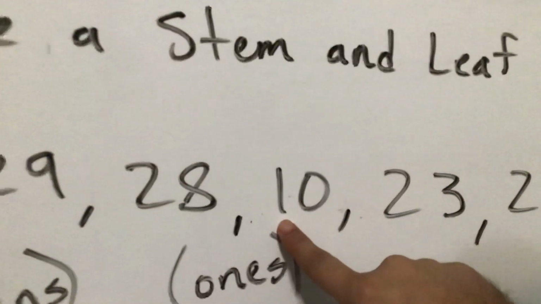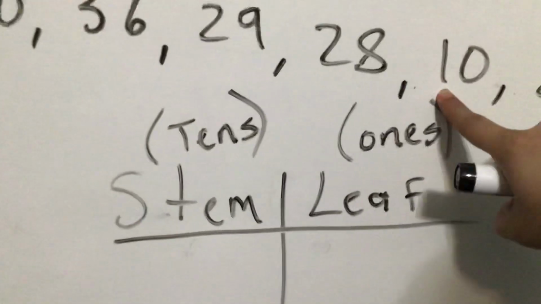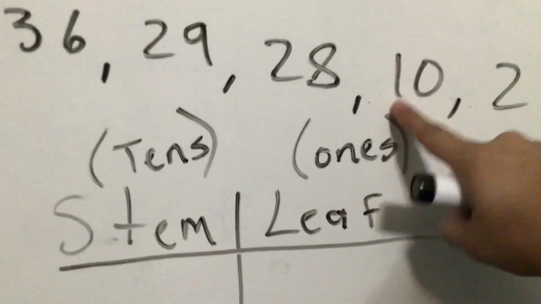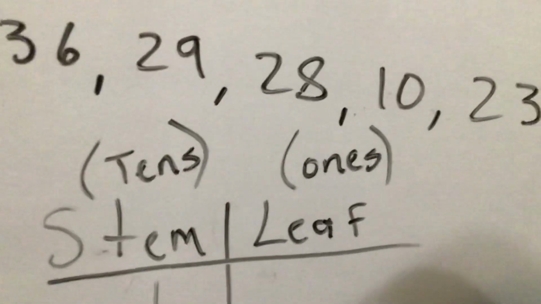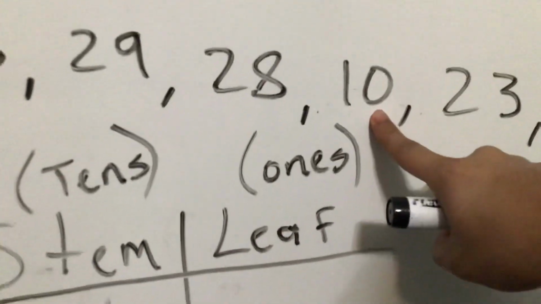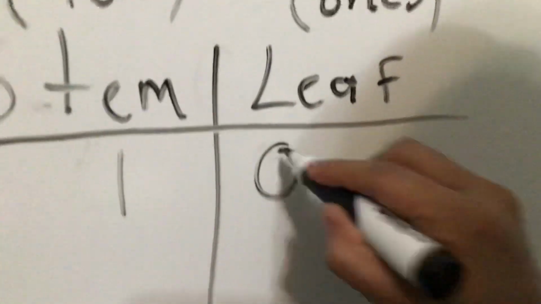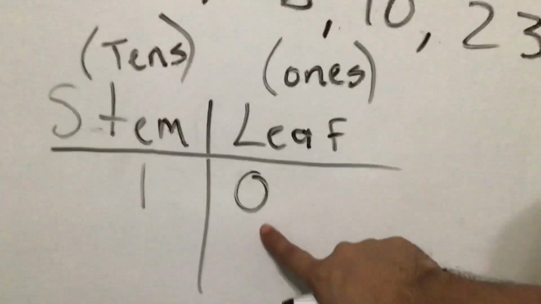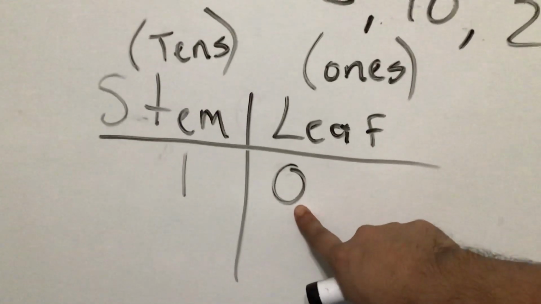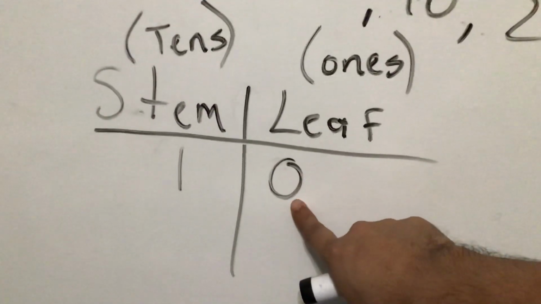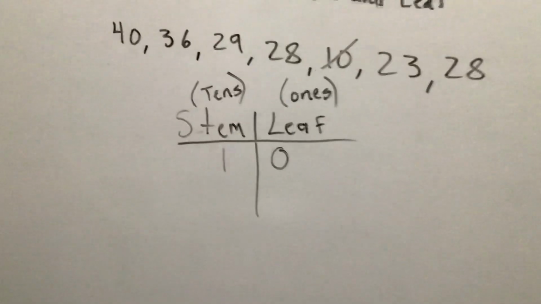As you can see, the 10 is the smallest number, so we carry the tens place, which is the 1 right here. And then we take the ones place of that 10, which is a 0. That will be our leaf. So right here, when we look at that 0, that is not a 0, but rather a 10. So that represents a 10. So we can cross that one out since we already have it.